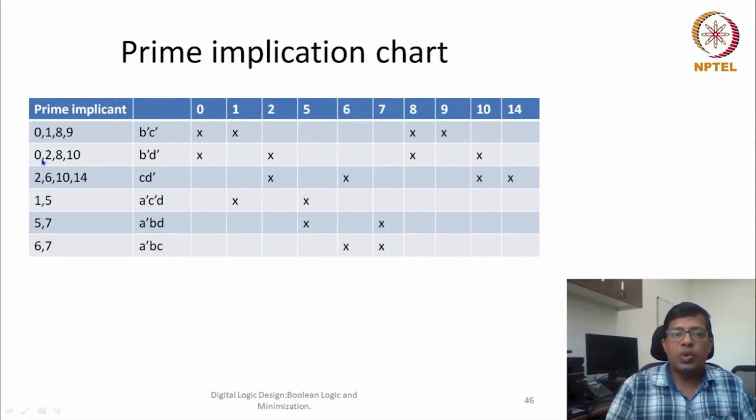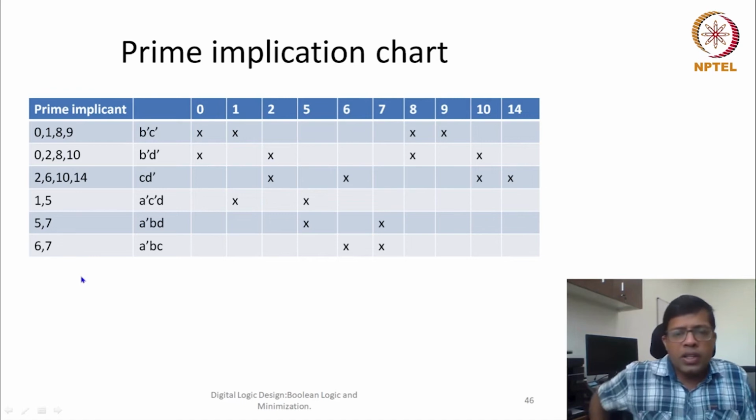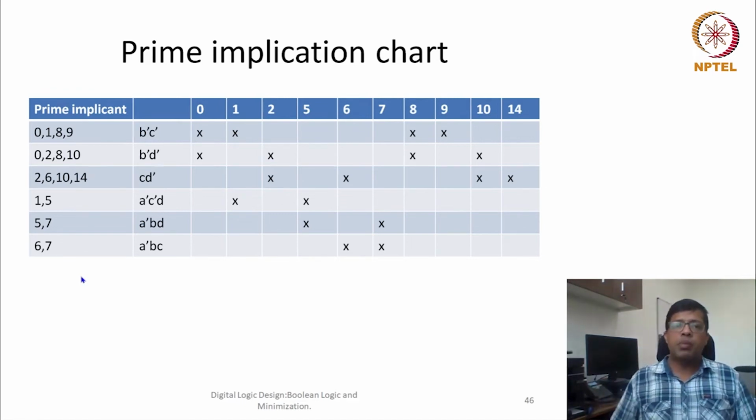Similarly, for 0, 2, 8, and 10, we mark a cross corresponding to min term 0, and then again for 2, for 8, and for 10. Similarly, we mark the presence of all the min terms which are present in a particular implicant. After creating this prime implicant chart, the purpose is that all the min terms should be covered by a minimum set of our prime implicants.